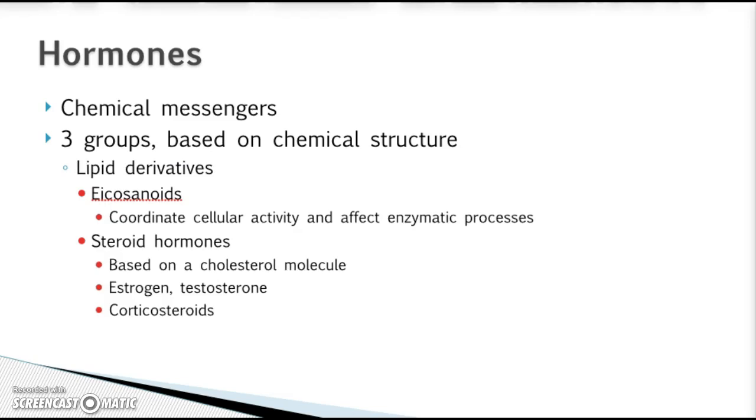The lipid derivatives have two main groups, the eicosanoids and steroid hormones. The eicosanoids help coordinate cellular activity and can affect enzyme function. The steroid hormones are all based on a cholesterol molecule. Some important steroid hormones include the sex hormones estrogen and testosterone, and the corticosteroids of the adrenal gland.